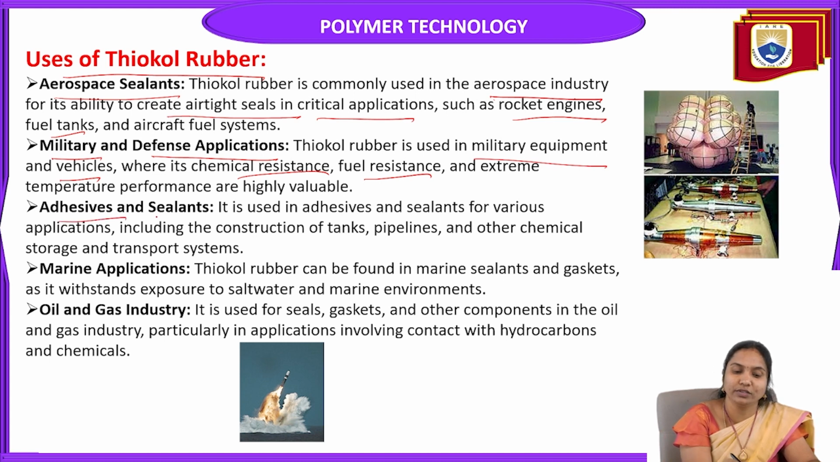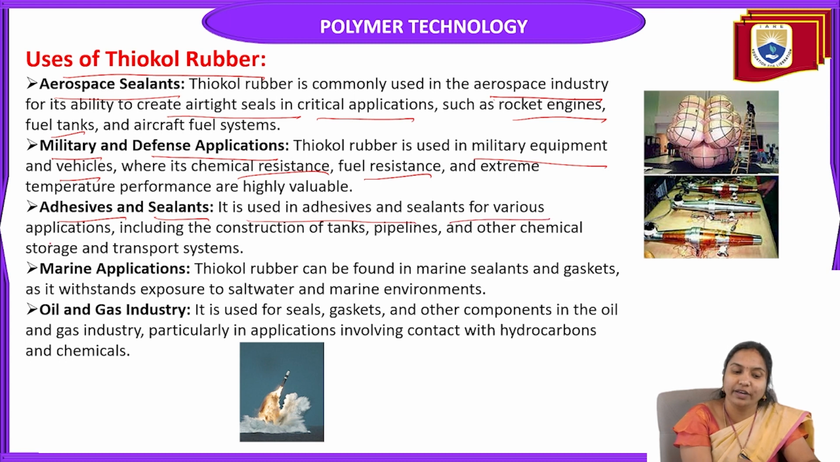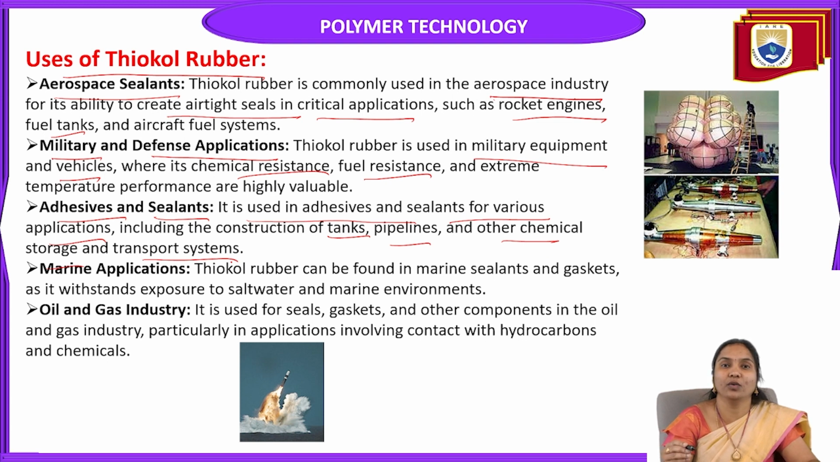And next, adhesives and sealants. Thiokol rubber is used as an adhesive and sealant for various applications, including, for example, construction of tanks, pipelines, and other chemical storage and transport systems.